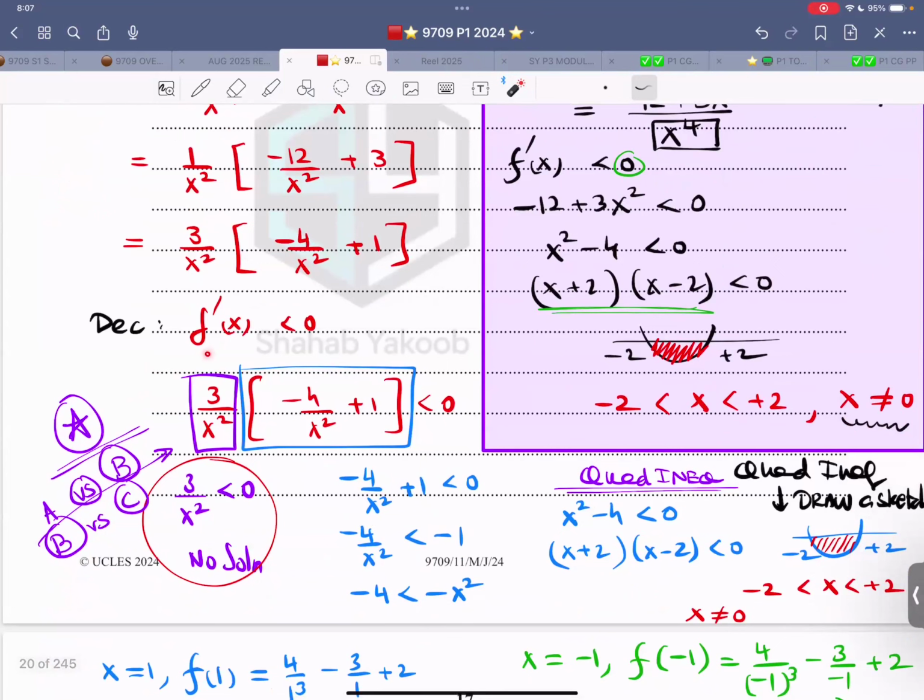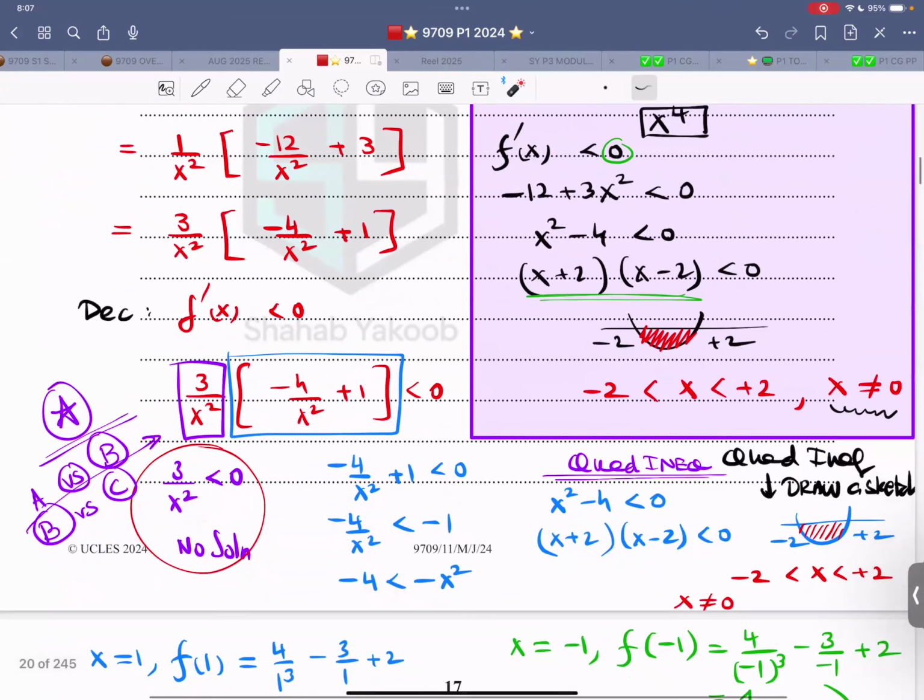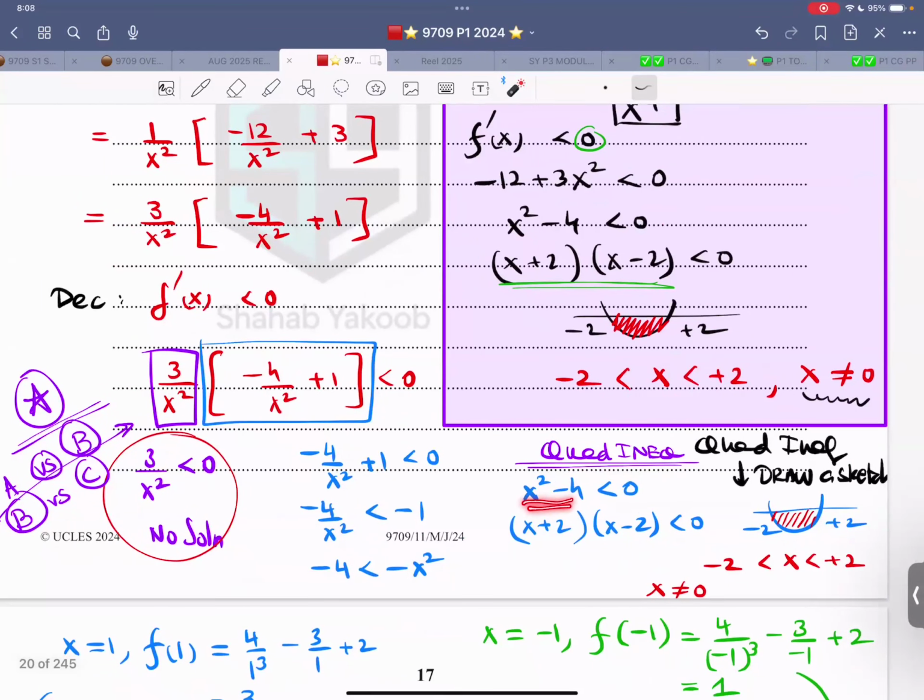Now, decreasing: f'(x) is greater than 0... sorry, less than 0. 3 over x squared, and this thing in the bracket is less than 0. Now, 3 over x squared has no solution. Why? Because the variable will disappear. So just solve this particular part. Minus 4 over x squared plus 1 is less than 0. Minus 4 over x squared is less than -1. Minus 4 is less than minus x squared. You get a quadratic inequality.